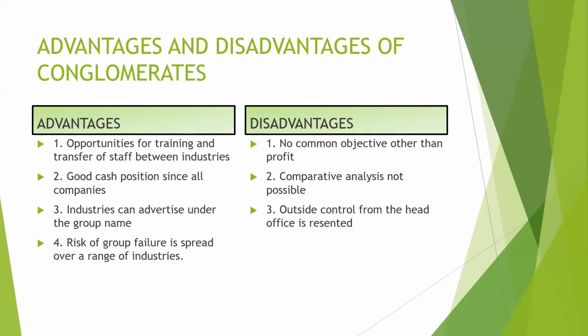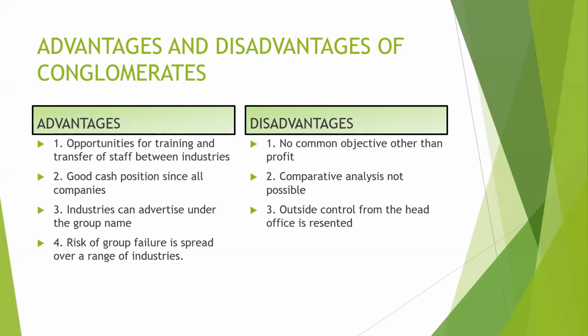Industries can advertise under the group name. Risk of group failure is spread over a range of industries. So it's not just one company, but other companies falling under this conglomerate. There are no common objectives other than profits. So again, they're not going to fight each other. They're not going to compete with one another, because it's like your parent having these different industries, they will not compete with one another because it is under this one parent. You won't do that, right?